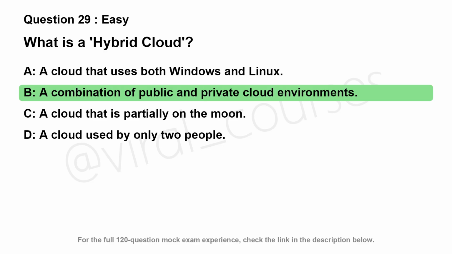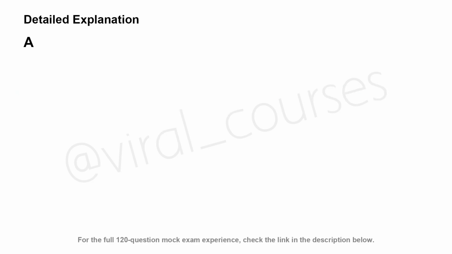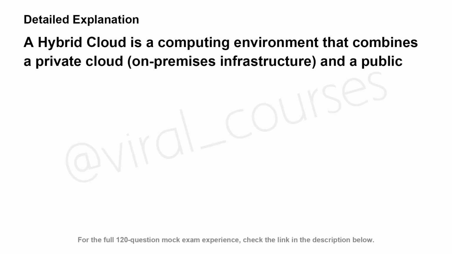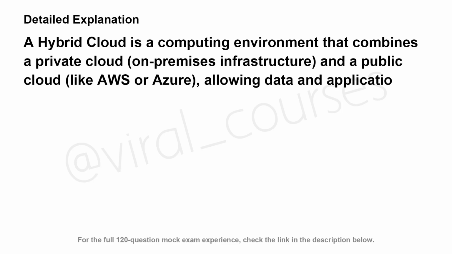The correct answer is B. A hybrid cloud is a computing environment that combines a private cloud, on-premises infrastructure, and a public cloud, like AWS or Azure, allowing data and applications to be shared between them.